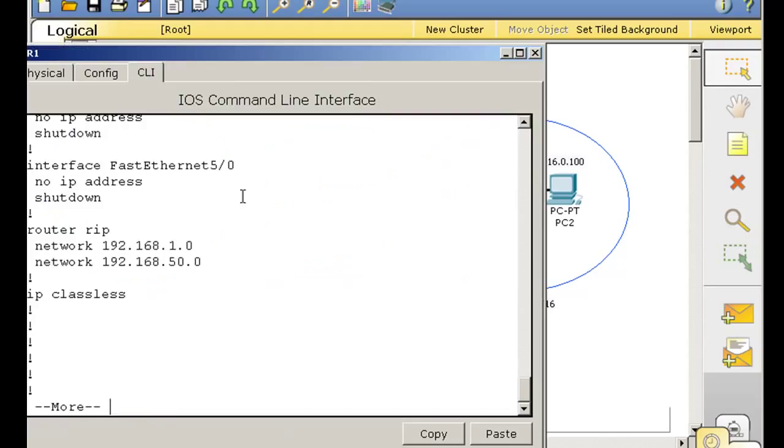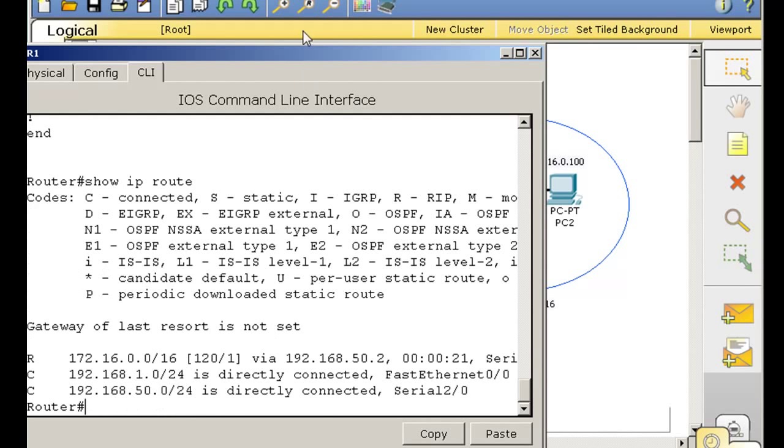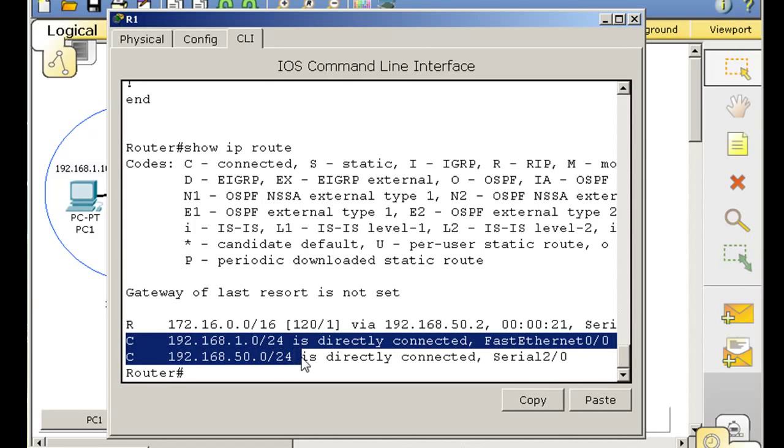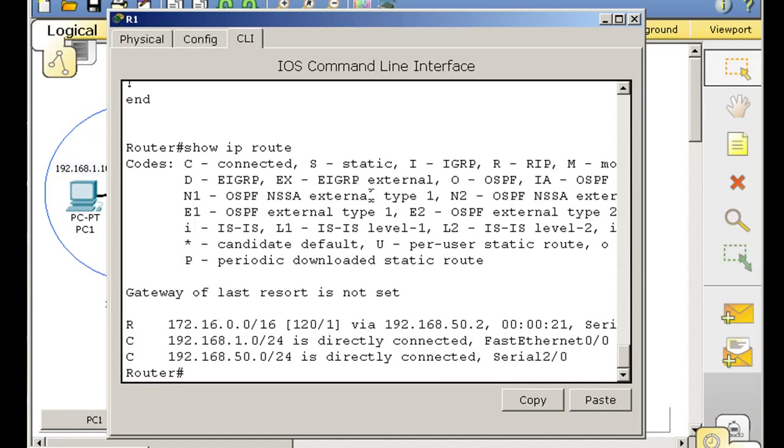So we'll go back to router 1 here, and we'll do an up arrow till we get to show IP route, and we'll look at the routing table, and you can see now that router R1 knows about its two connected networks, right? But it also has an R route here. This is a RIP route that it learned about dynamically. R stands for RIP. You can see it knows about the 172.16 network. The administrative distance is 120 for RIP, and then the hop count is 1. It's 1 hop away via the next hop router's interface, which is 50.2.